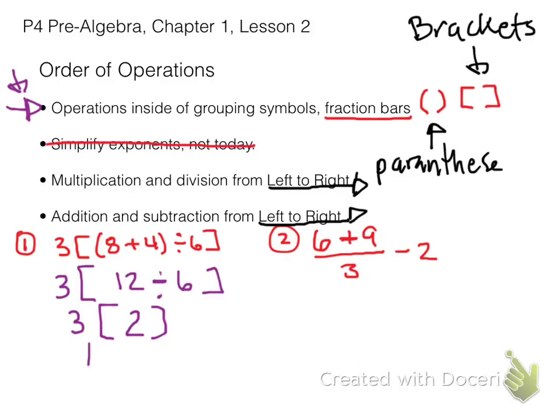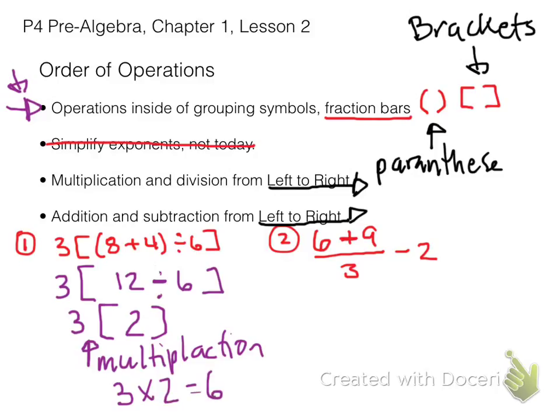And remember that when you have a number right next to a grouping symbol, it implies multiplication. So it's basically like 3 times 2. Well, 3 times 2 is 6, and that is my final answer. Don't forget to box your answers.